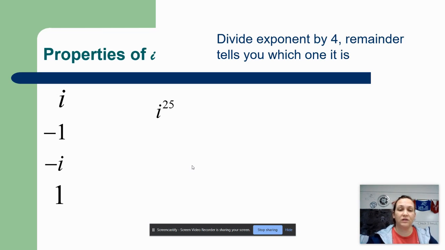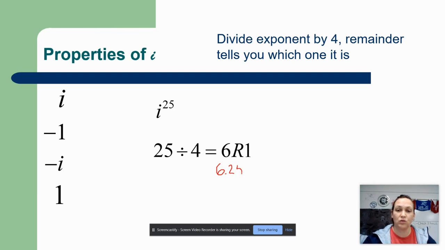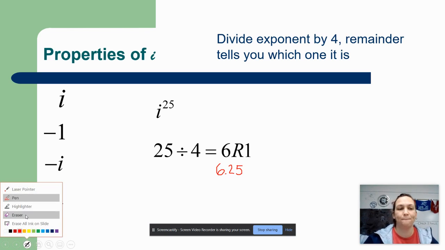So we can take the exponent and divide by 4, and the remainder will tell us which position we should look at. So 25 divided by 4, 4 goes into 25 6 times with a remainder of 1. If you're using a calculator, calculators don't usually tell us the remainder. So it's actually going to say 6.25, right? But .25 is 1/4. And so that's where I got the remainder of 1 from.